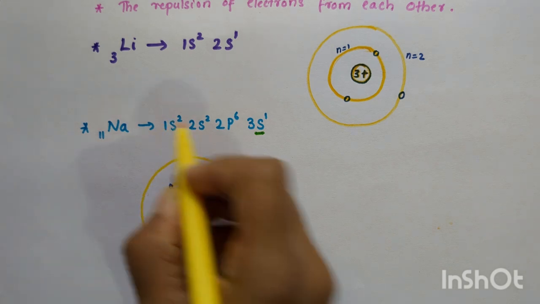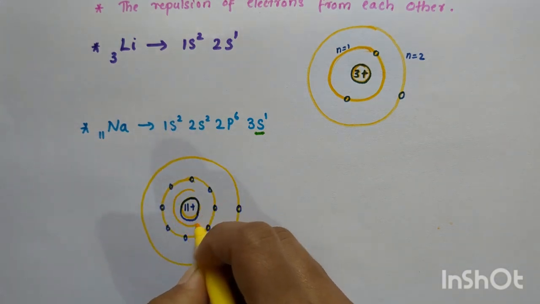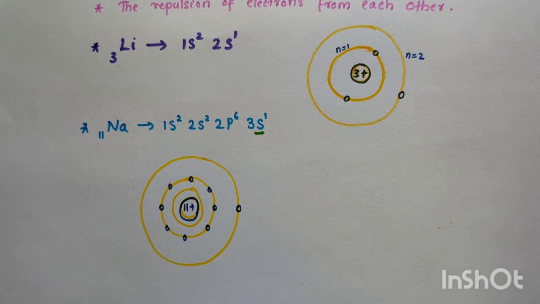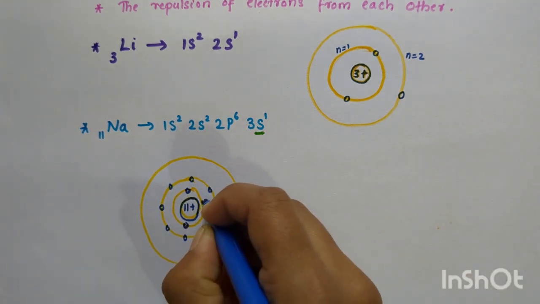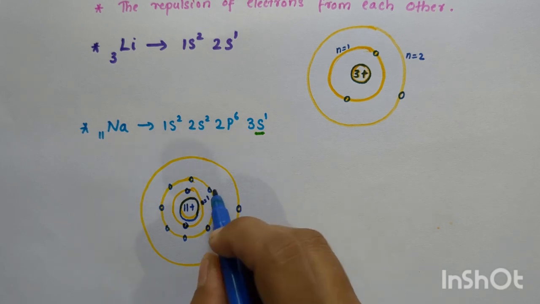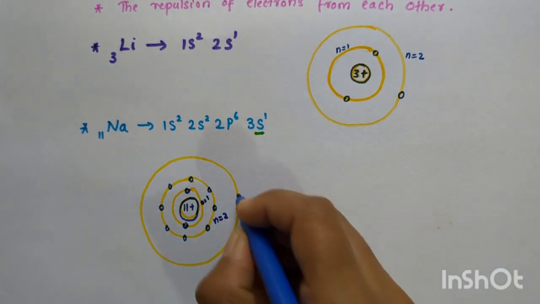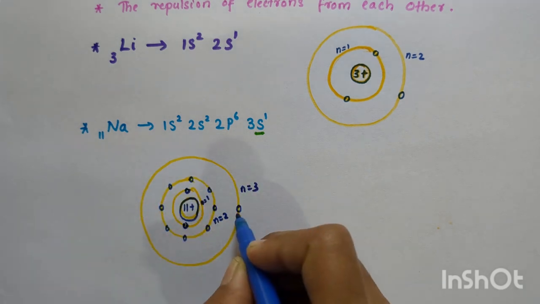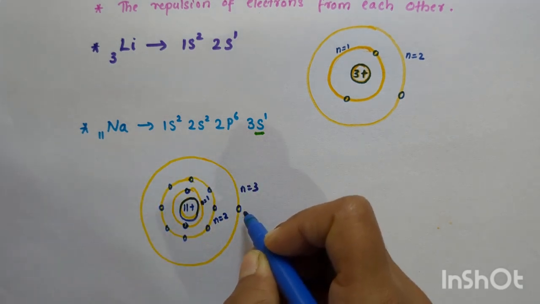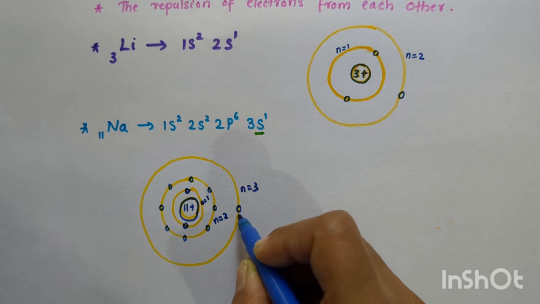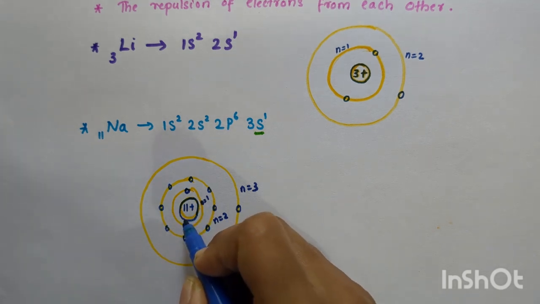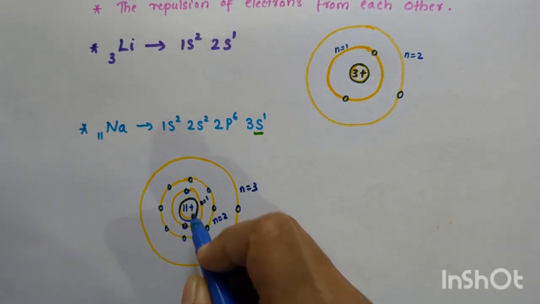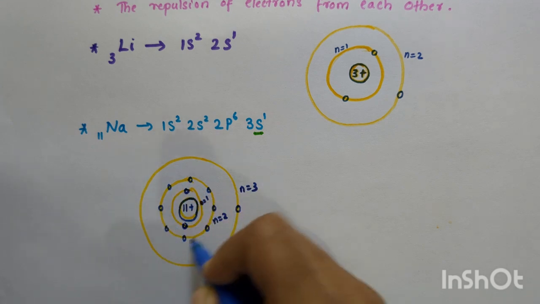See, we have 1s2. So in the first shell, the K shell, n equal to 1, we have 2 electrons. For the n equal to 2 quantum level, we have 8 electrons. Then for the n equal to 3 principal quantum level, we have only 1 electron. Here this valence electron, the 3s electron, will experience a net positive charge which is less than the actual charge of plus 11 because of the shielding effect of these inner core electrons.